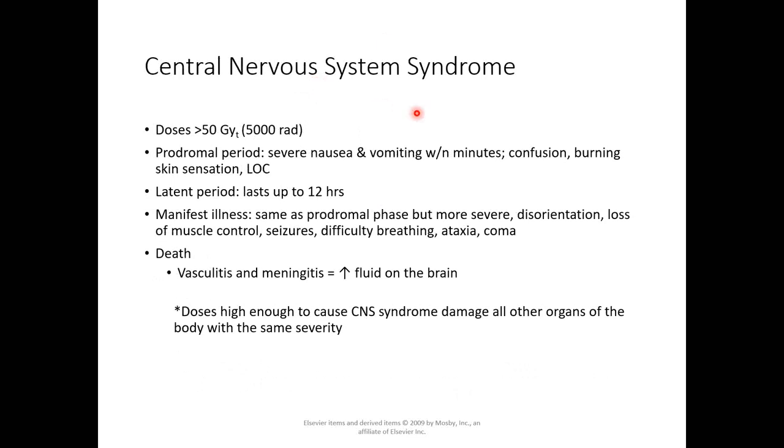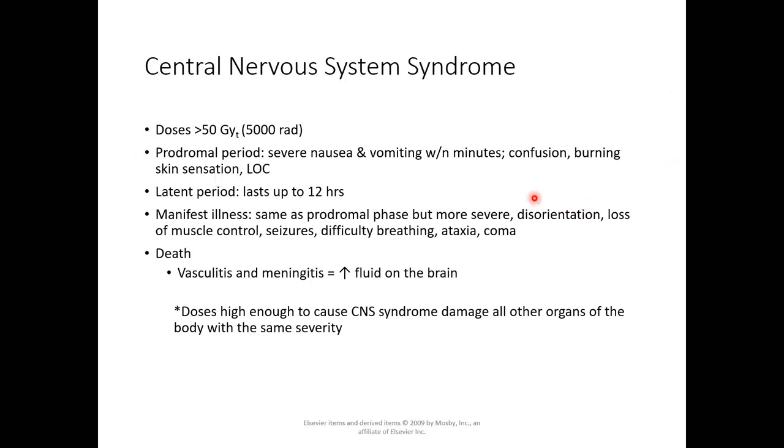Central nervous system syndrome. Now, if you remember, your nerve cells are the least radiosensitive in your body. So in order to have some type of reaction occur, you need a huge dose of radiation. So these are doses greater than 50 grays or 5,000 rad.